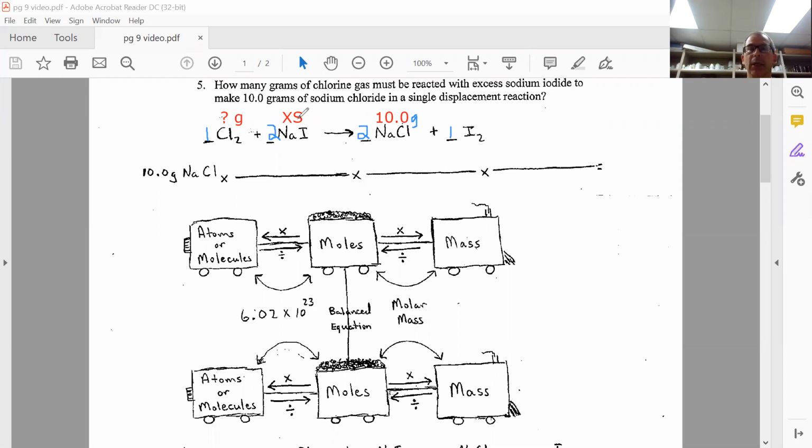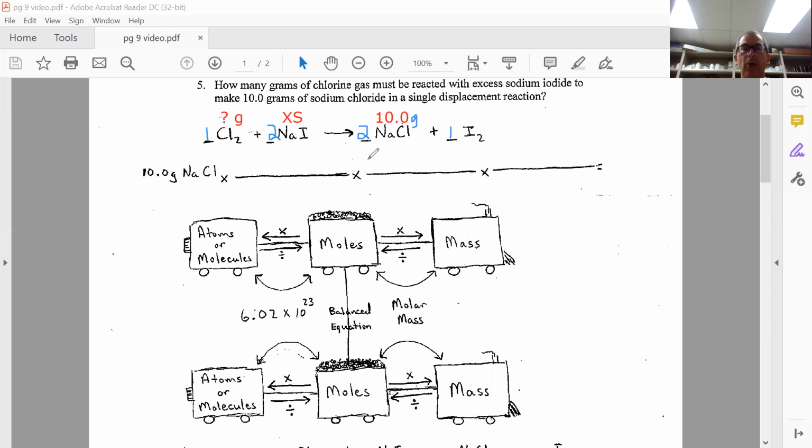What does this excess mean? Well, it's kind of like if I'm trying to make a certain number of sandwiches and I want to know how much cheese, and I just say, oh, I have excess bread. It means that you have enough bread to make the sandwiches, so you don't have to worry about it. In this case, we have enough sodium iodide to react with this amount of chlorine that we're concerned about. So we're only going to compare this 10 grams of sodium chloride to this question mark of Cl2.